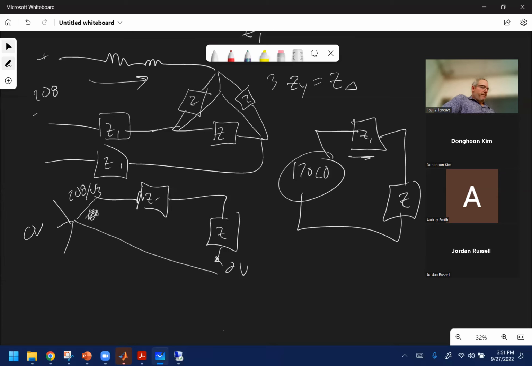Okay, yeah, I got that. You just rounded it up. You take the 207.85, divide by the square root of 3 to convert that to a phase voltage, and you get your value. Correct. Do a delta Y conversion.